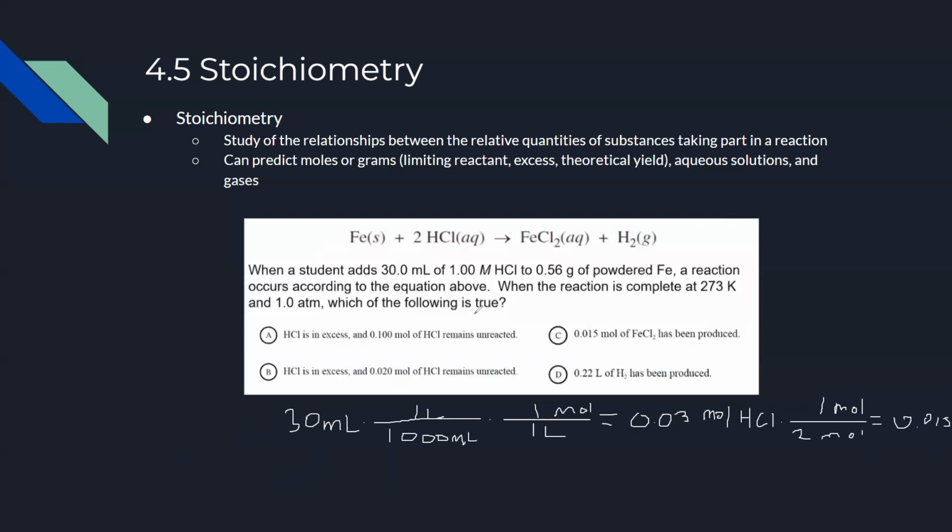The mass of Fe is 0.56 grams. So 0.56 grams times 1 mole of Fe is approximately 56 grams. It's around 55.85, but you can estimate. So 0.56 divided by 56 is 0.010 moles.